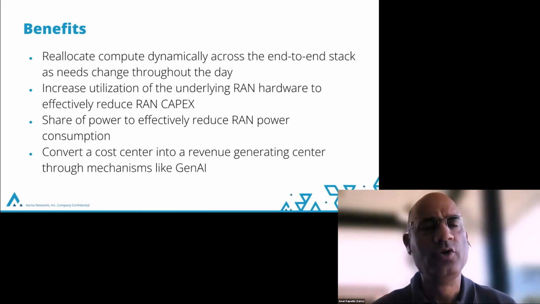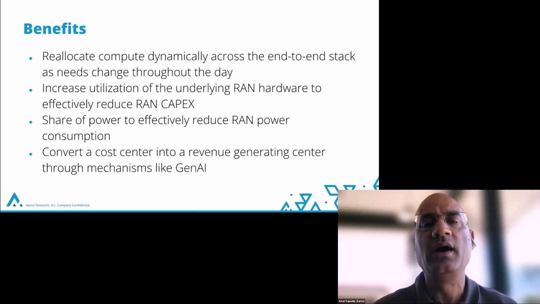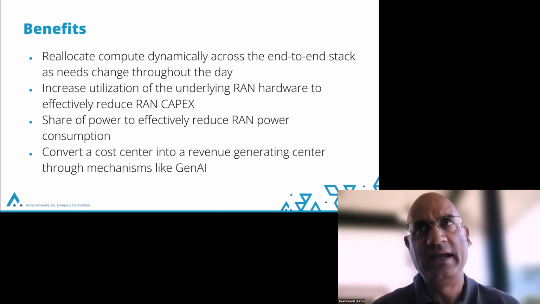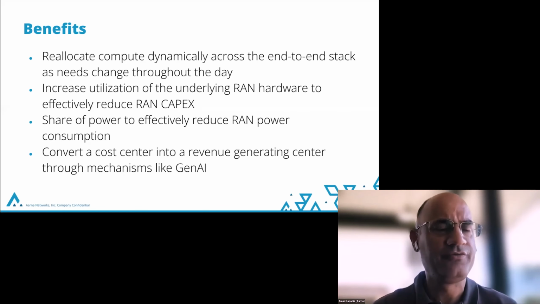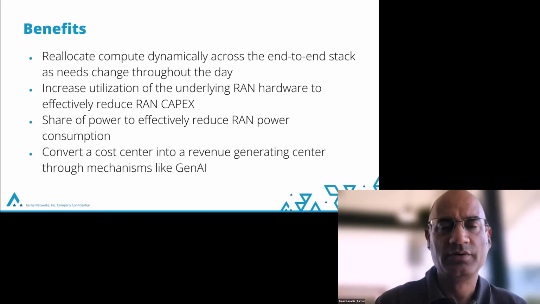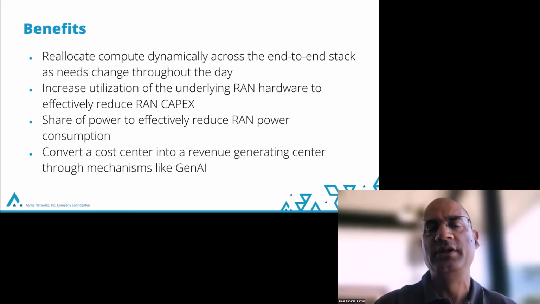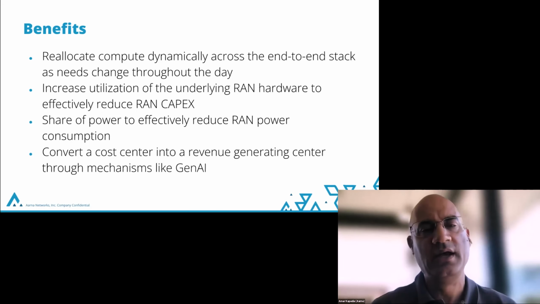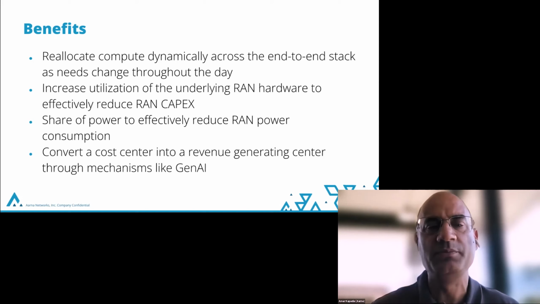Of course, I do acknowledge that this assumes that there are other workloads readily available. So the assumption is that an MNO can find some other workloads to run. If that assumption is false, then obviously this scheme doesn't work. You're also sharing the power. So the power envelope that previously was assigned only to RAN is now distributed across multiple workloads. So the effective utilization goes up and the RAN power consumption also goes down.